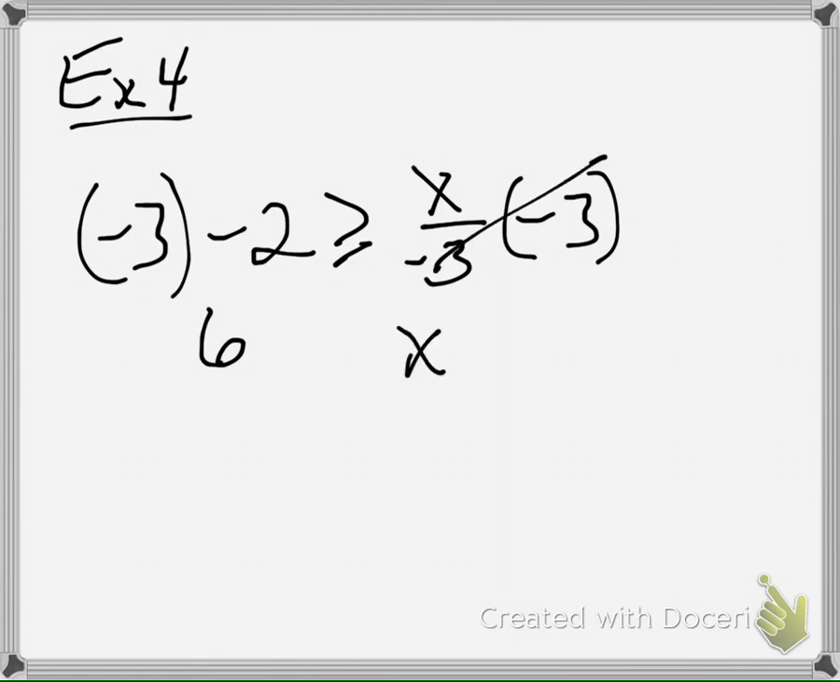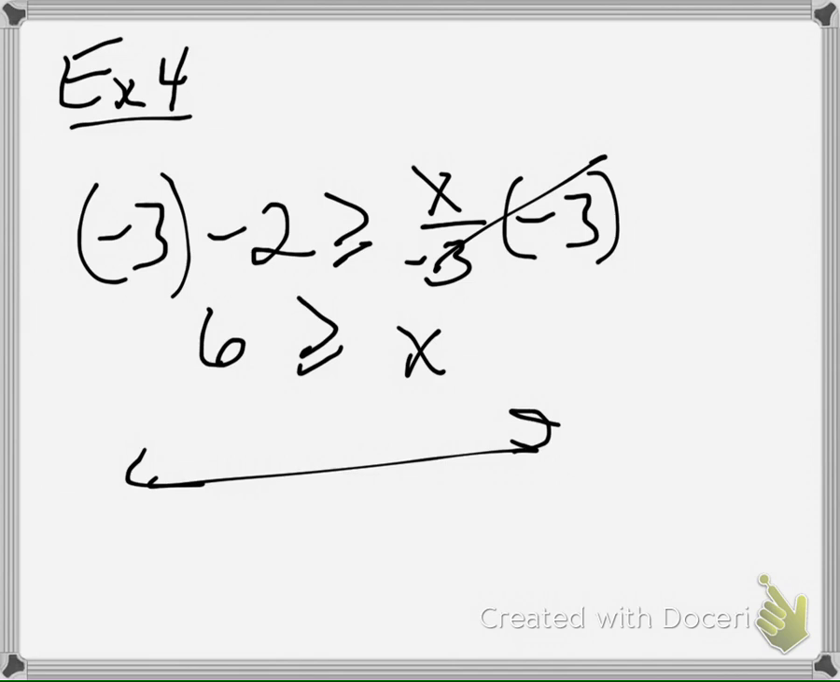I'm left with x. And did I multiply or divide by a negative? I sure did. I multiplied by -3, didn't I? So if that's a negative, I've got to change this inequality sign. Flip that sign around. And there we go.